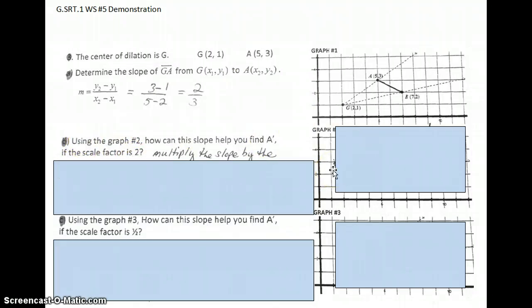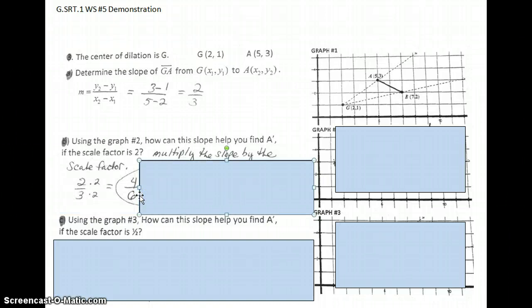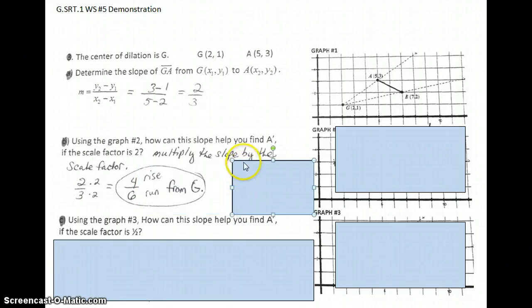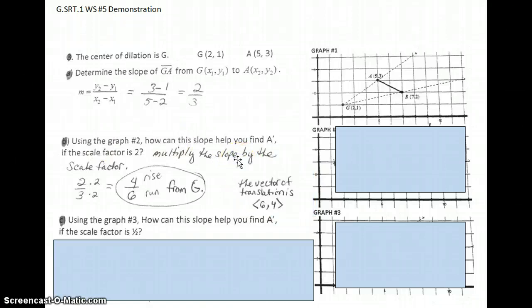Okay, so from there, in question B, they're saying, using this graph in number 2, how can this slope help you find A prime if the scale factor is 2? And so what I am saying to do here is multiply the slope by the scale factor. So if we have a slope up here of 2/3 and our scale factor is 2, then we're multiplying the top of our ratio by 2 and the bottom of our ratio times 2. And so we get 4/6. That's our rise over our run. And so we're going to do this from point G.